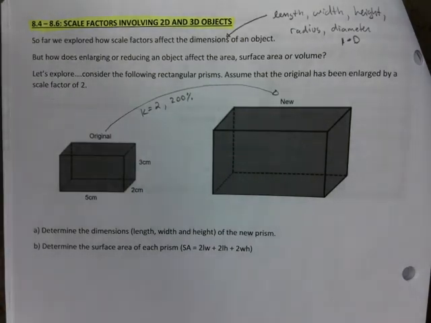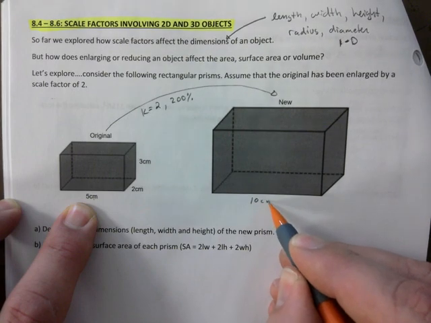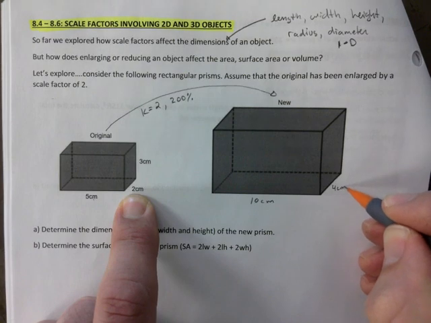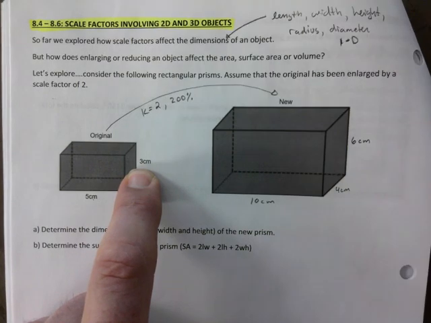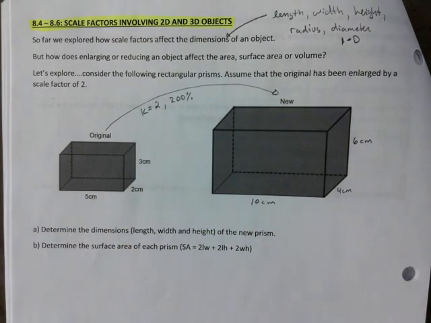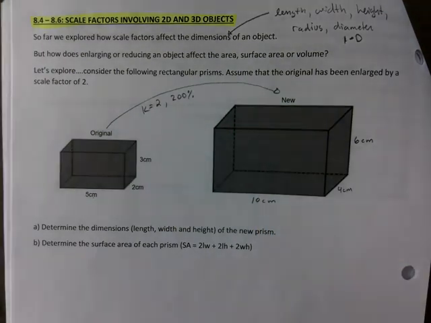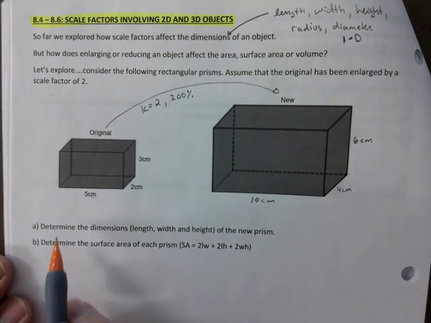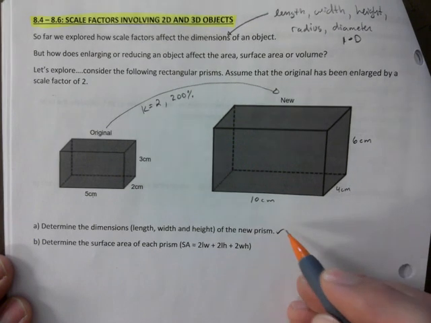I think this is a pretty safe assumption to make, that the 5 here would be a 10 here. The 2 centimeter width would be 4 centimeters on the enlarged version, and the 3 would become 6. So there's your bigger box. Every dimension has been affected by a factor of 2. I'll just leave it at that, don't make it too busy. Determine the dimensions, length, width, and height of the new prism. We did that already. Check. There it is.